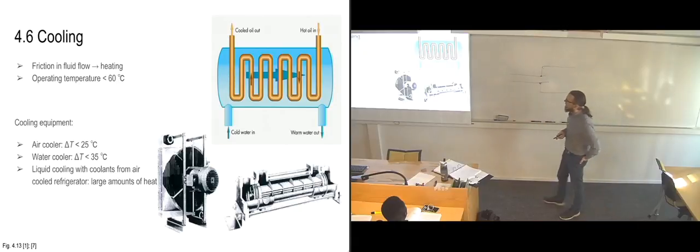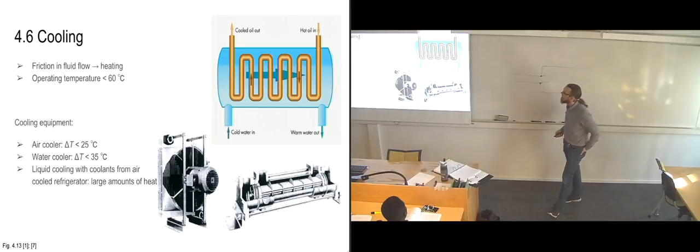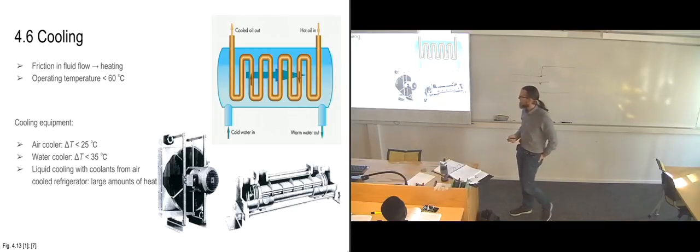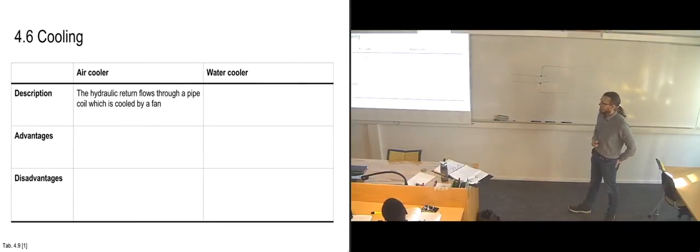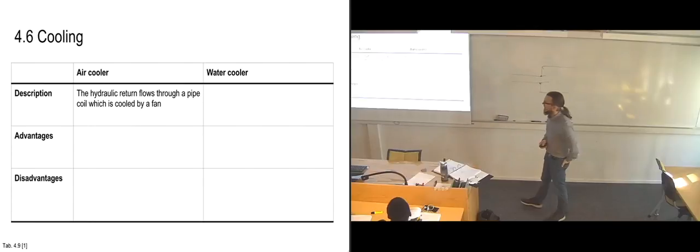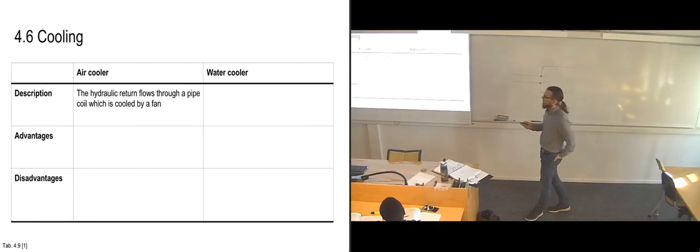And here's a good example of it, so that you get the hot oil coming into these pipes that are inside it. They go through the pipes, and at the same time you have cold water coming in at the opposite end and going out as warm water on the other end. So for an air cooler, the hydraulic return will flow through this pipe coil that is inside the radiator, which is then cooled by a fan.